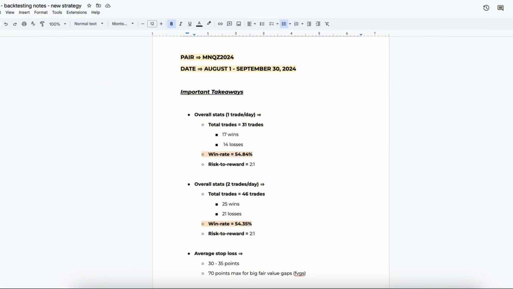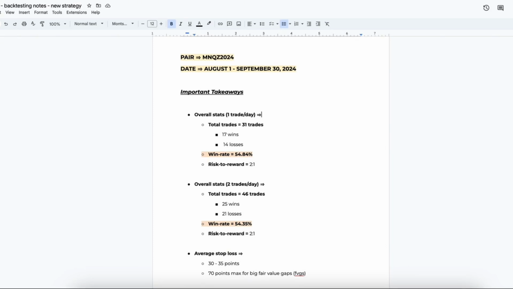So in comparison to the old one, we see that from August 1st to September 30th, which is about 2 months, there were a total of 31 trades with a win rate of 54.84%. So that win rate is if we take one trade per day. I also took a look at the results if we were to take 2 trades per day. And that gave us a total of 46 trades, about the same win rate, about 54.35%. So it's safe to say that this new strategy has a win rate of 54%.